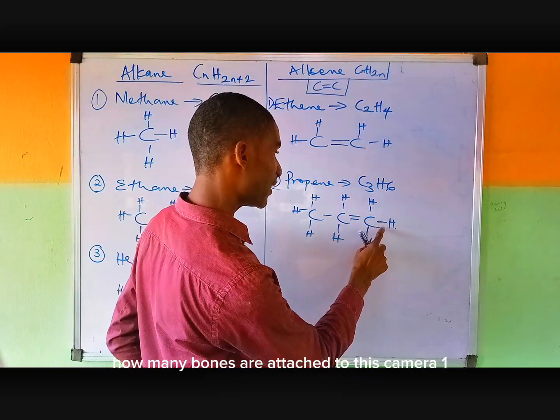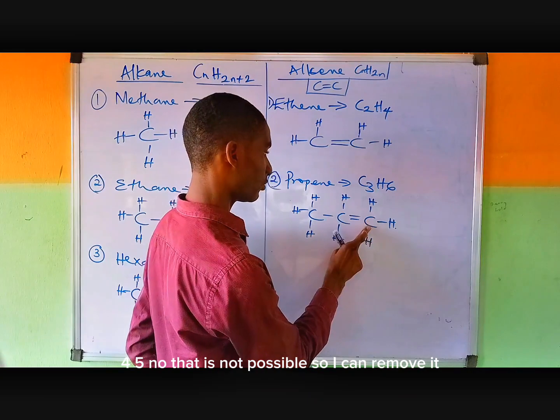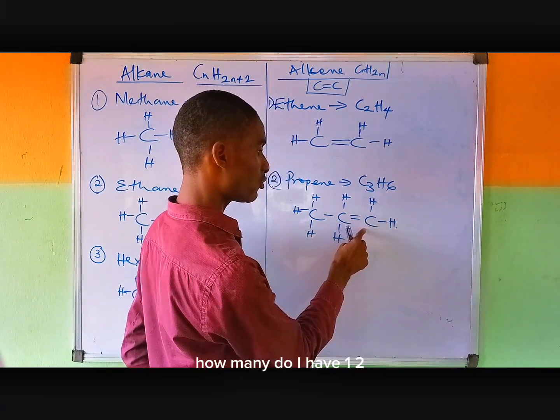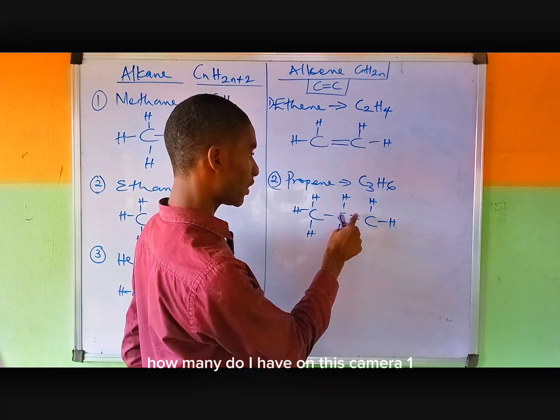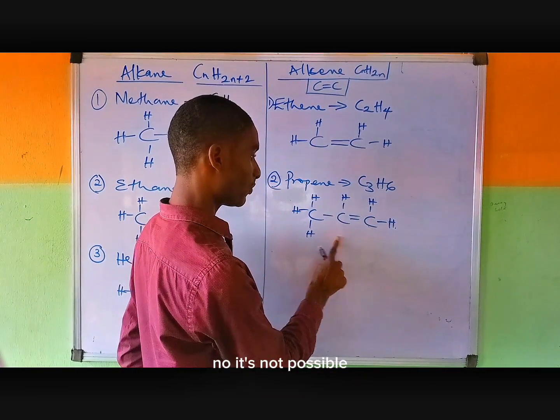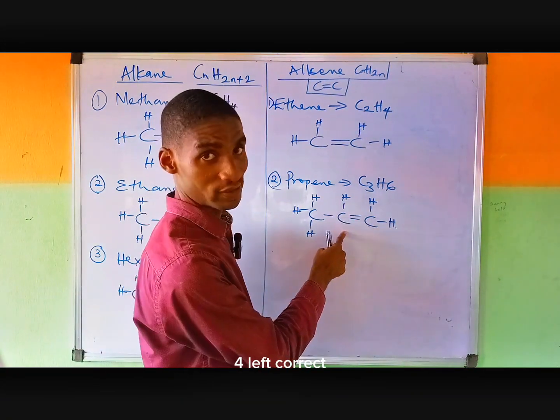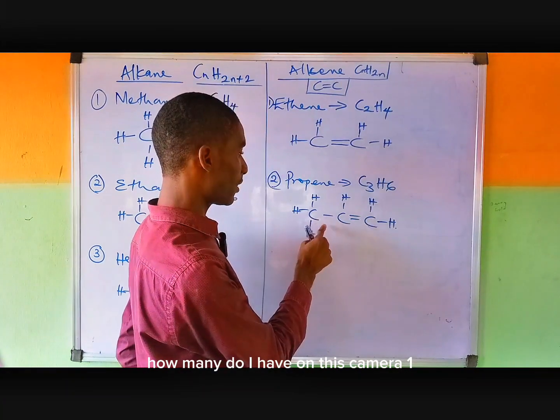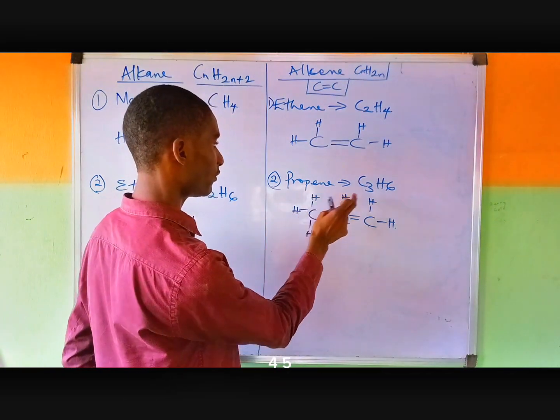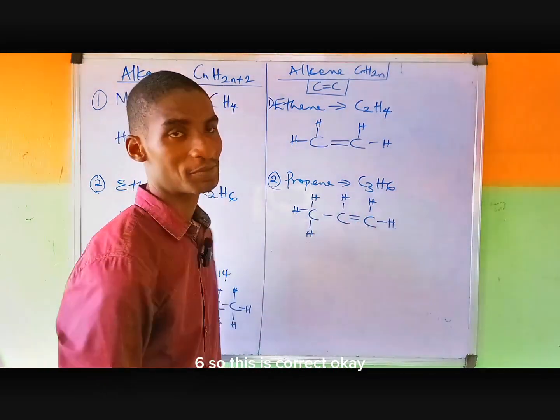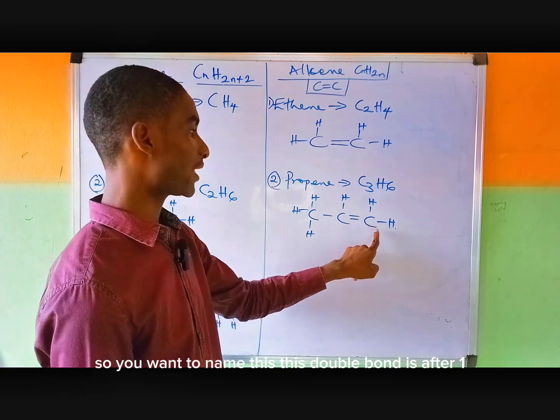So from here, how many bonds are attached to this carbon? 1, 2, 3, 4, 5. No, that is not possible. So I can remove here. How many do I have? 1, 2, 3, 4 around this carbon. How many do I have around this carbon? 1, 2, 3, 4, 5. No, it's not possible. I'm going to remove 1. So I have 1, 2, 3, 4 left. Correct? How many do I have around this carbon? 1, 2, 3, 4. So let's now count the number of hydrogen. 1, 2, 3, 4, 5, 6. So this is correct. Okay? So if you want to name this, the double bond is after carbon 1.